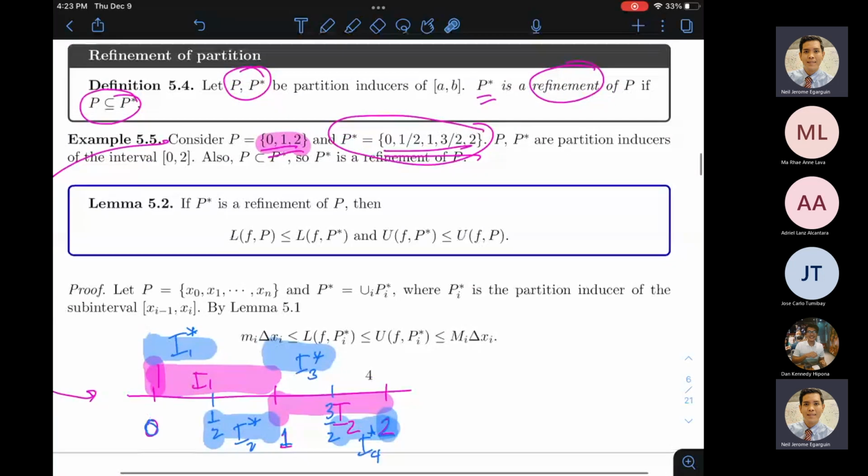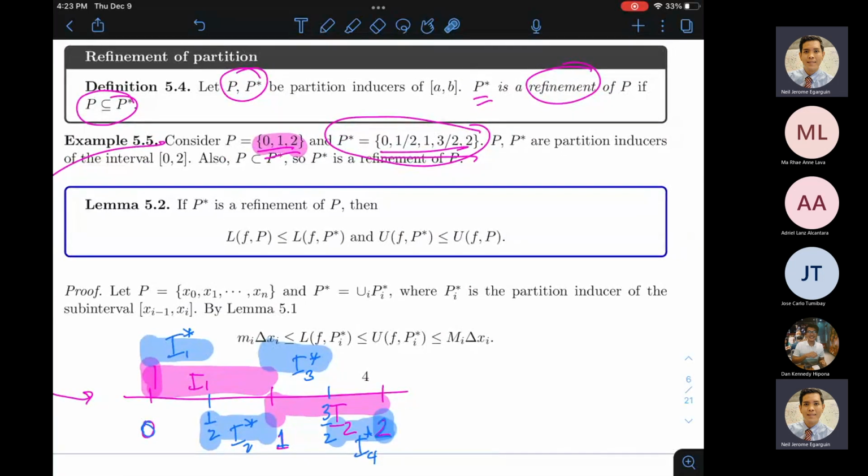And then I think we also defined what a refinement of a partition is. The idea, kaya siya tinawag na refinement, ay parang mas pino natin yung partitioning ng isang interval AB. Technically, we define a refinement P star of a partition inducer P if and only if, or by saying that it is a refinement if and only if P is a subset of P star.